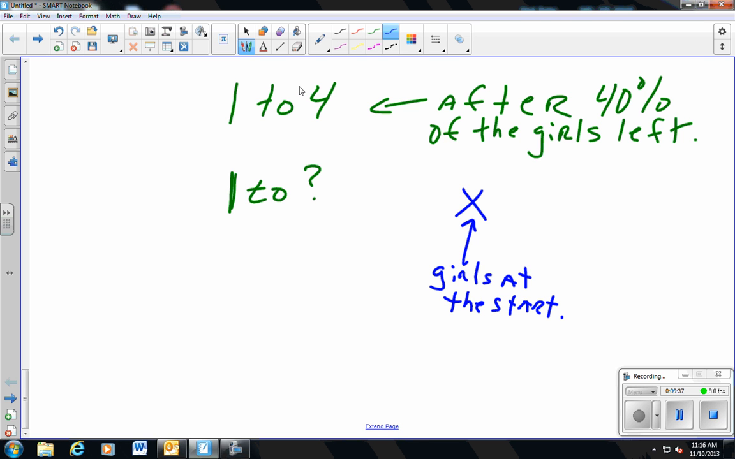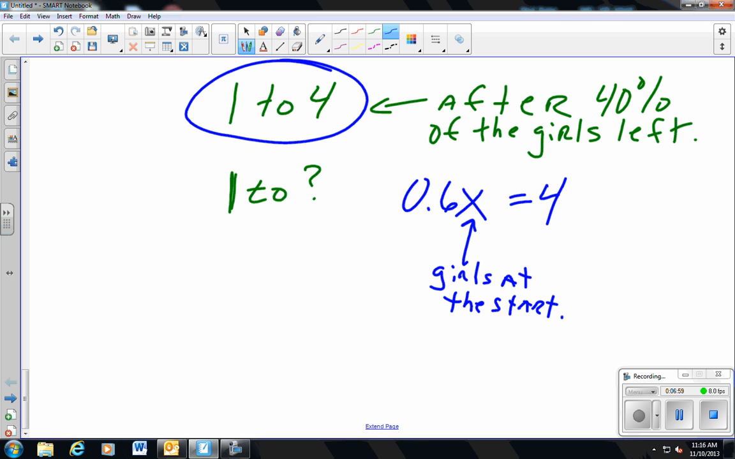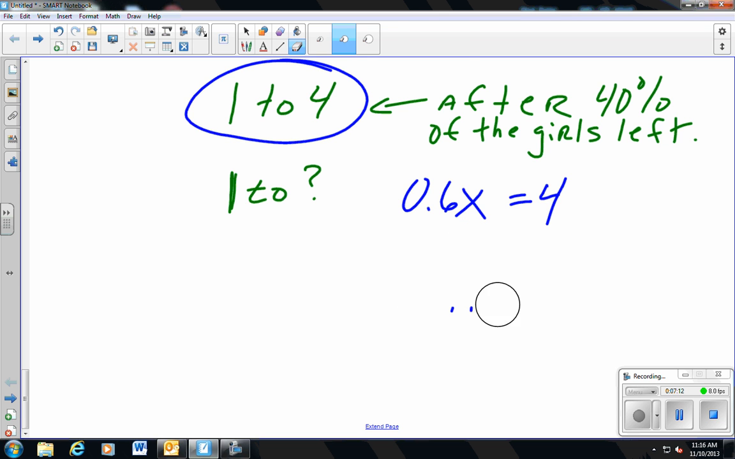So 60% of X would mean 0.6X. To find 60% of something, you would multiply it by 0.6 or 3/5, however you want to work it out. So 0.6 times X, and when we found 60% of X, the result was 4. Again, we're just using our ratio after all the girls left was 1 to 4. So for all we know, there were 5 people in there total after the girls left, and 4 of them were girls. So we now get the X by itself.